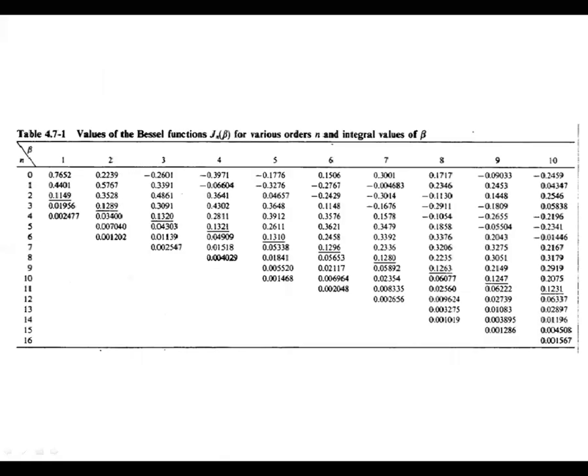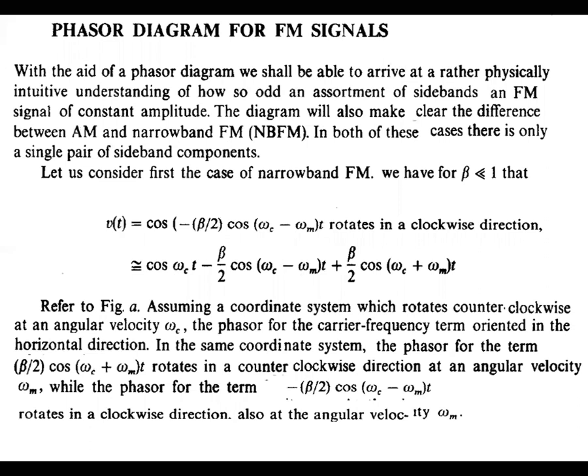Now, the phasor diagram of FM. In the phasor diagram, you have to relate the difference between narrowband FM and AM. What is narrowband FM? When the beta value is far less than 1, that is known as narrowband FM. So now you can compare AM and narrowband FM.